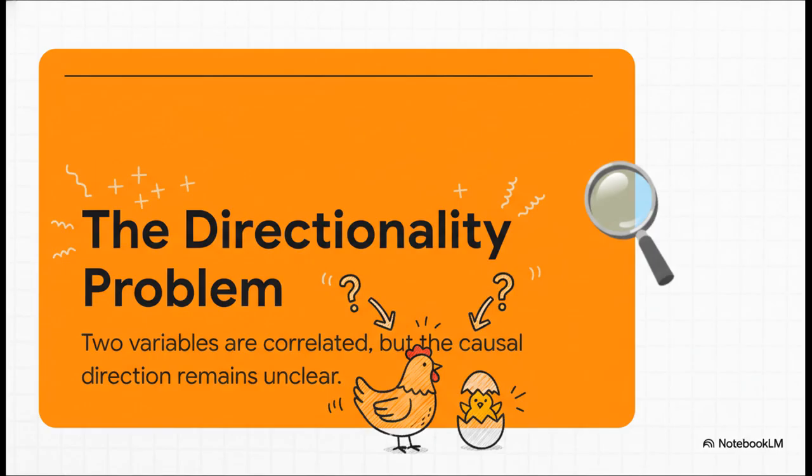Okay, on to our second hidden culprit. This is the classic what-came-first, the chicken or the egg problem. We call it the directionality problem. It's when you're pretty sure two things are connected, but you have no idea which one is causing the other. The arrow of causation could be pointing left, or it could be pointing right.